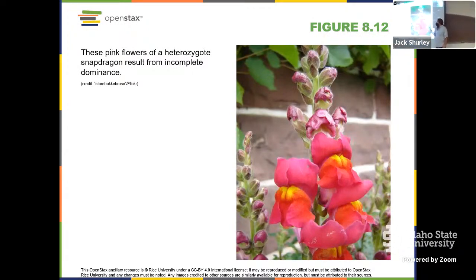Here is an example of that, snapdragons. And these are flowers that there are all sorts of varieties of colors, right? Along the building out here, there was a whole bunch of them, right? Maybe there still is some of them out there. So in this case, the pink flowers are heterozygous, right? And it is a mechanism that we call incomplete dominance. In this case, it's the cross between a red flower and a white flower, right?